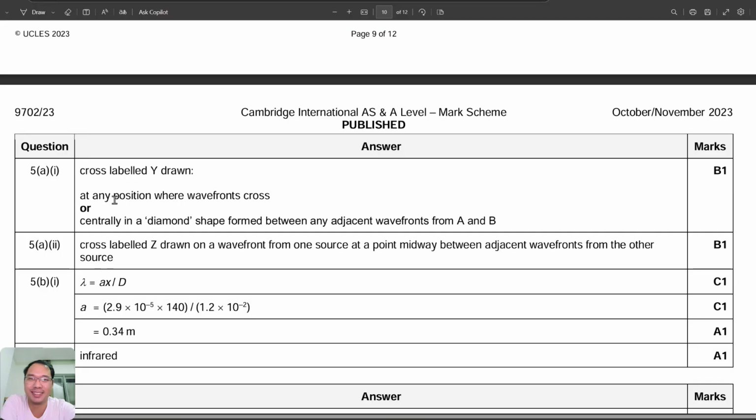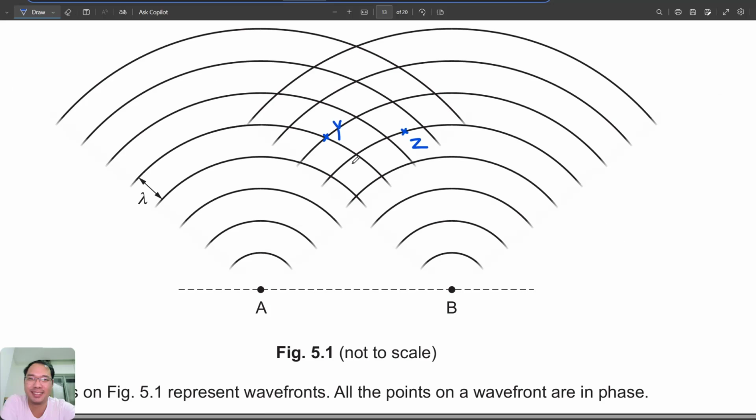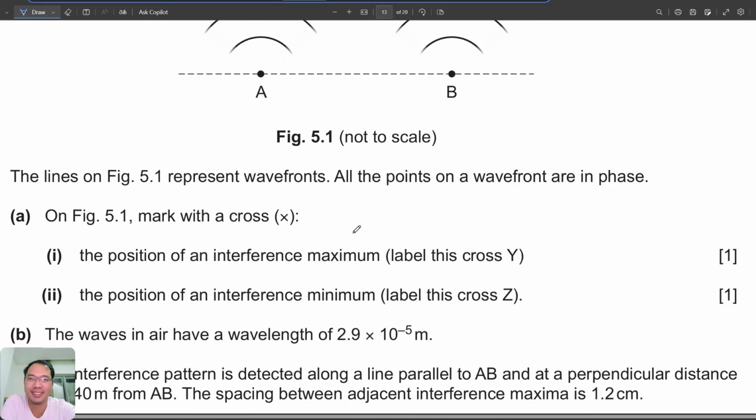Cross label Y is drawn at any position where the wavefronts cross, the intersection between any two wavefronts, or centrally in a diamond shape between any adjacent wavefronts from A and B. And Z is drawn on a wavefront from one source at any point midway between adjacent wavefronts. The answer is like that, which is definitely correct here.